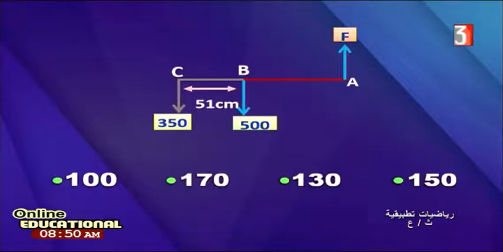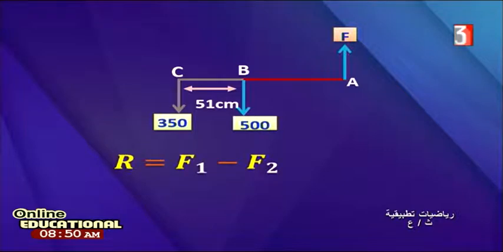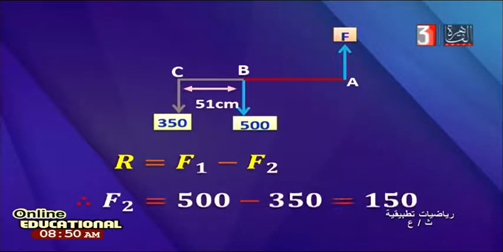Look at the opposite figure. The point A, the point B, and the point C, distance between them 51 centimeter. The force which acts at the point B is 500, at the point C 350, and at the point A it acts at F. To calculate, remember, in this case, R equals F1 minus F2. By substitution, the value of F2 equals 150.